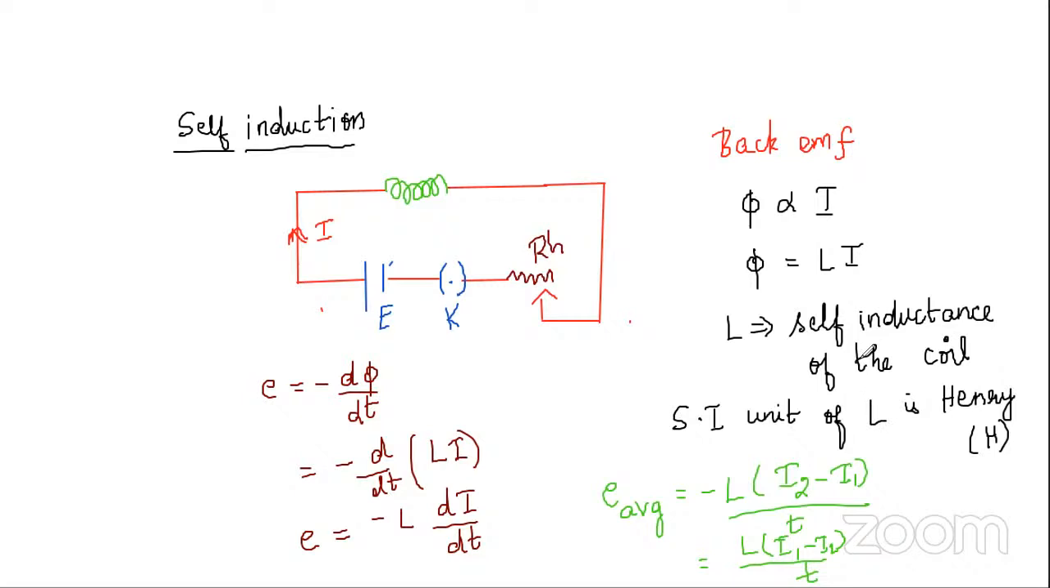And here you can see that inductance can be 0 for a thin wire. L can also be 0 for a thin wire, because for a thin wire your resistance can't be 0, but the inductance value can be 0 as well. So this is what self-inductance is all about.